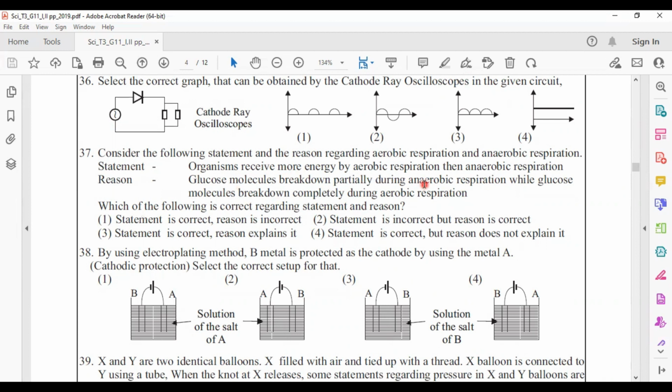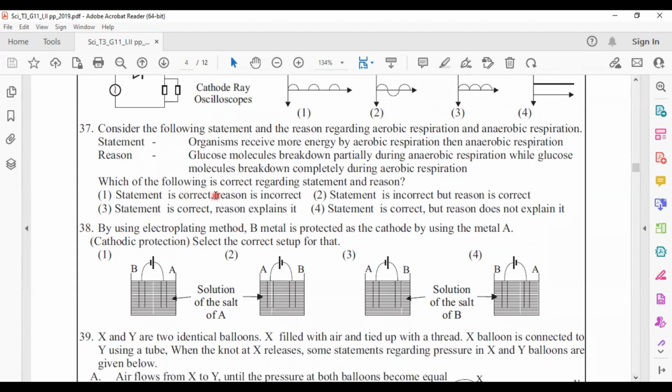That means the glucose breaks down only as far as alcohol in anaerobic respiration, which is a partial breakdown, but in aerobic respiration, the glucose molecule breaks down completely into carbon dioxide. So the reason is also correct. Answer number 3 is the correct one. The statement is correct and the reason explains it.